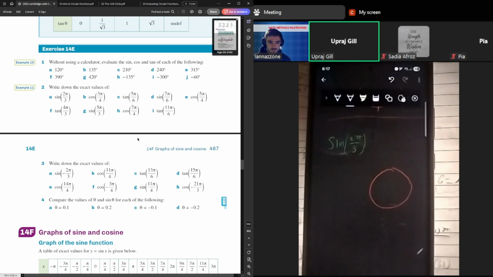Is it root 3 over 2? Root 3 over 2 sounds pretty good to me. Why is it root 3 over 2? Well, that's kind of a tough question to ask.